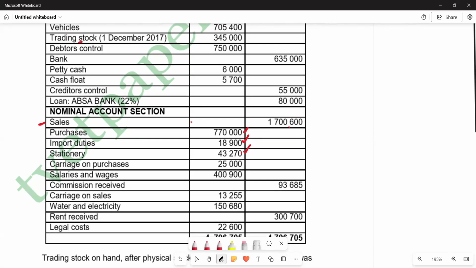This is what we have. We are saying import duties 18,900. Then we have got our purchases, which is 770,000, and then we have carried on purchases, which is 25,000. Then we can look for other elements that need to be put there, if you still have any. So you see that we have exhausted everything that we have in the trial balance.